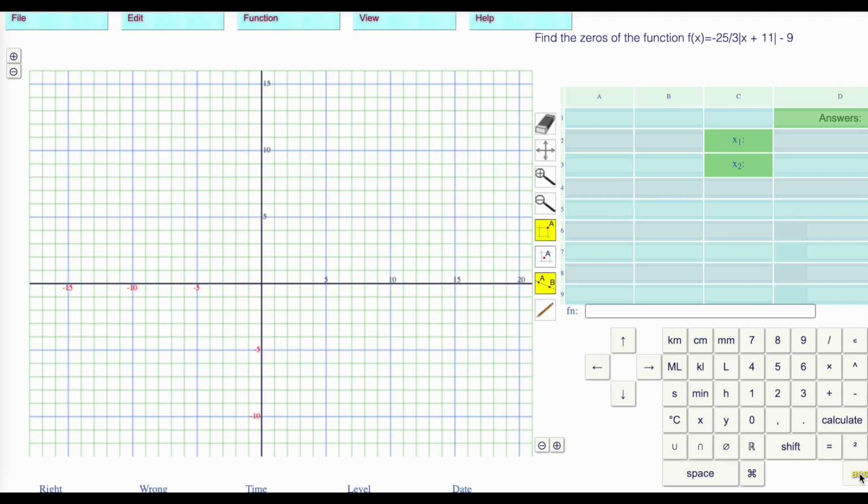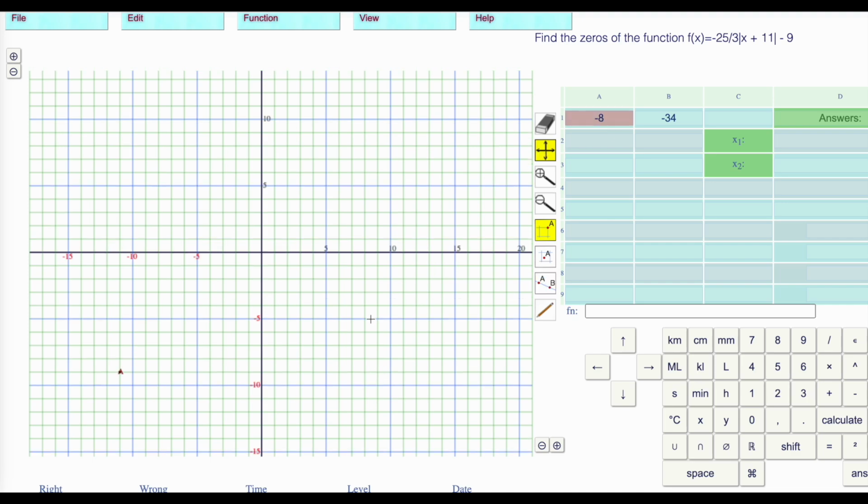Similar situation, our vertex is at -11, -9, and it's opening down. Have a look at the other values just so we can draw it. When x is -11, y is equal to -25 divided by 3 times the absolute value of x plus 11, close the absolute value bracket, minus 9, and that gives us -9. When x is -8, we get -34.